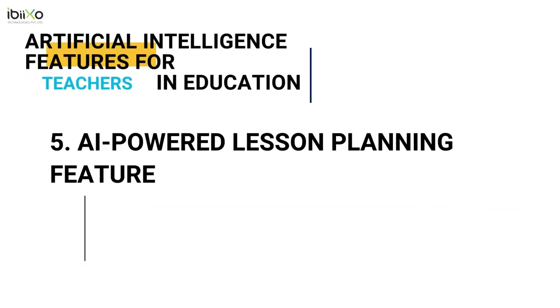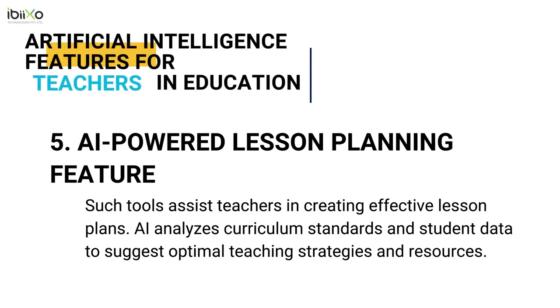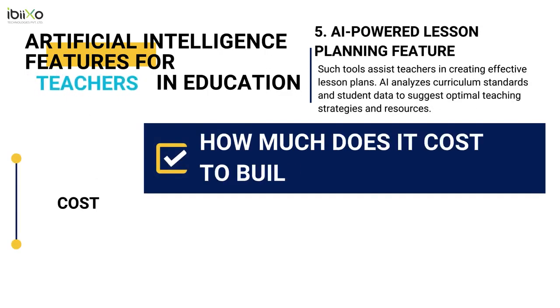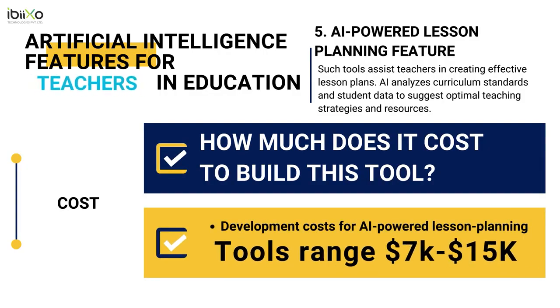Coming to the next one, AI-powered lesson planning feature. Now this can be an interesting tool. This would help teachers create creative, effective lessons based on the students' behavior and interaction. If implemented in a very easy way, it would cost around $7,000 and can go way up to $50,000 based on the integration and based on the data parameters you want to consider.